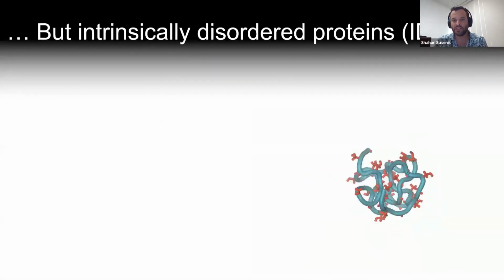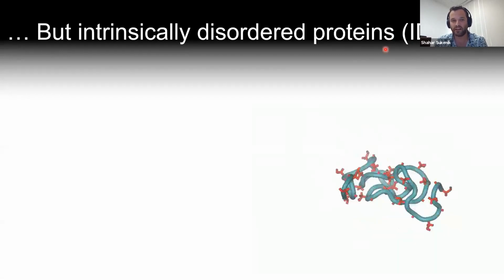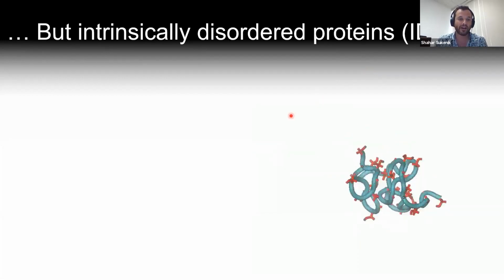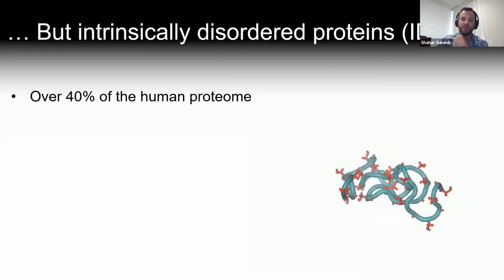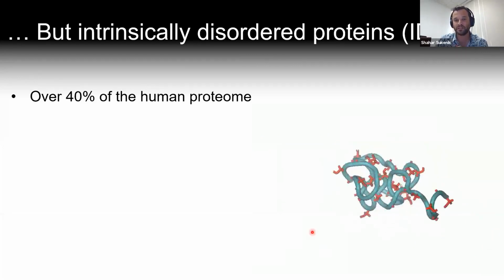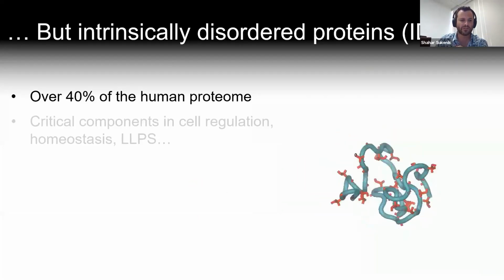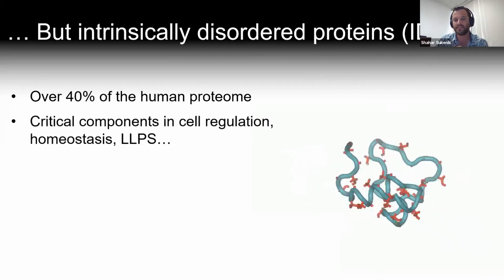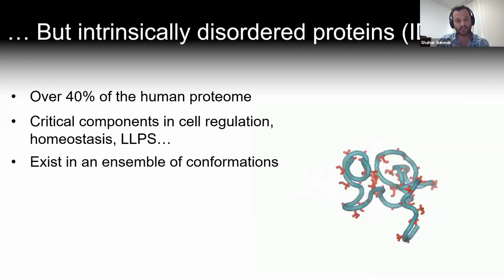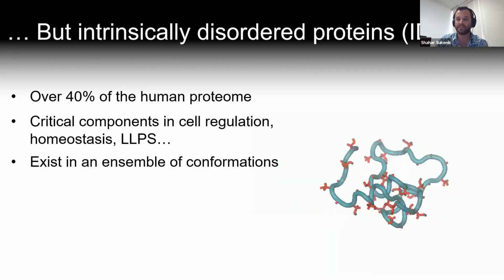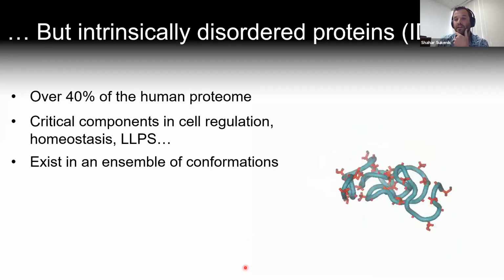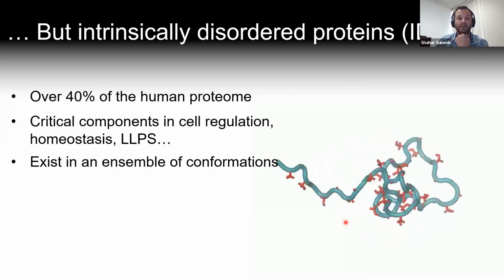And so intrinsically disordered proteins, which I abbreviate here as IDPs, but also IDRs, which stands for intrinsically disordered regions, are outliers in this respect. Even though they're outliers, they compose a large chunk of the proteome. So it's estimated that about 40% of the human proteome is composed of these intrinsically disordered regions. They play really critical roles in cell regulation, in homeostasis, in signaling, and of course in liquid-liquid phase separation. And so these proteins or protein regions exist in a rapidly interchanging ensemble, where the ensemble is the collection of conformations that these sequences can take.